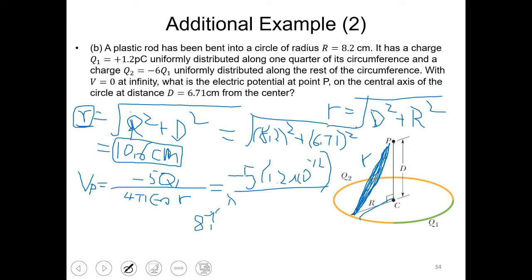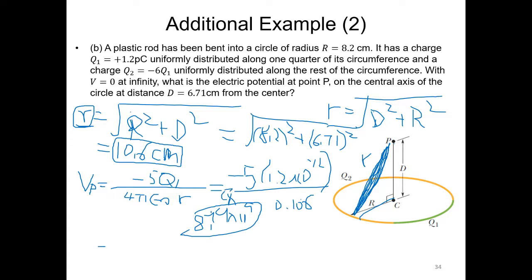Times 8.99 times 10 to 9. And at the bottom, R is 10.6 cm. So it will be 0.106. So this one should be on the top. And the answer will be minus 1.78 volt. Of course, smaller than the previous one because the distance is farther.